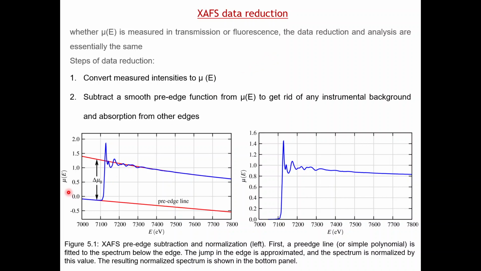First, this is the collected data. We collect in terms of mu E, that is the absorption coefficient with respect to energy. So first you have to make a pre-edge line, that is, subtract a smooth pre-edge line from this mu E to get rid of any instrumental background or absorption from other edges. Once this pre-edge line is removed, then you can perform the normalization. This panel shows the corresponding normalized data.